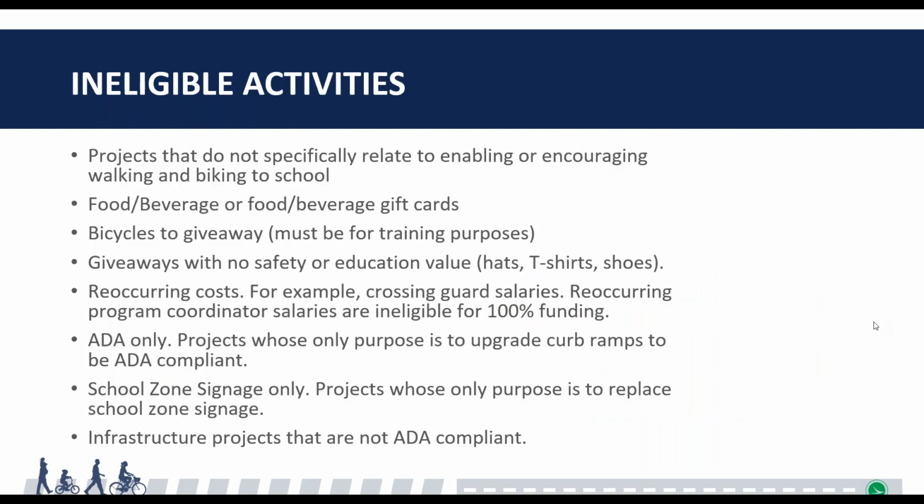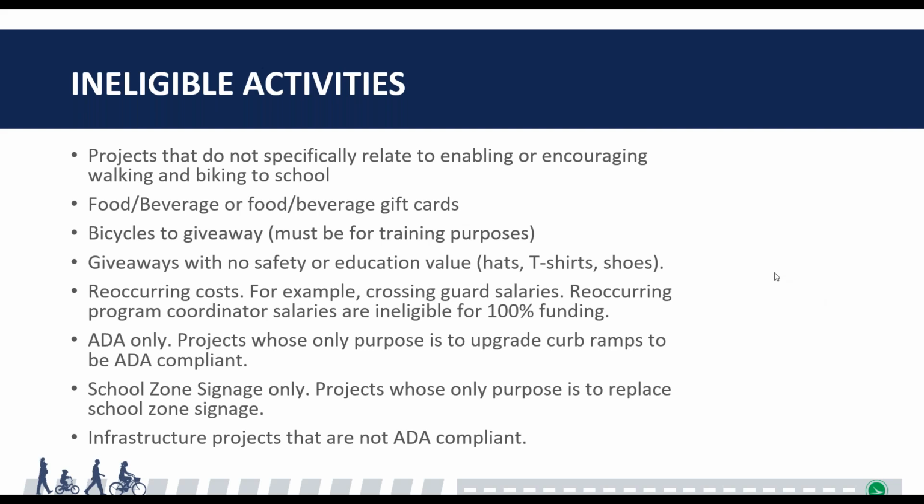Okay, so let me talk just briefly about ineligible activities. So as you're thinking about these projects, there's a ton of flexibility in what you can do, and a lot of the lists and ideas that we have included within the guidance, they're not exhaustive lists. They're just common projects that we typically fund. But there are a few things that we consider to be ineligible, and that includes, first of all, any project that does not specifically relate to enabling or encouraging walking and biking to school.